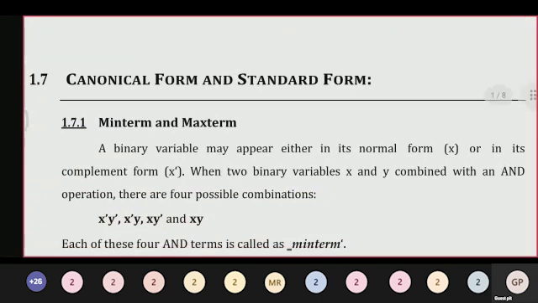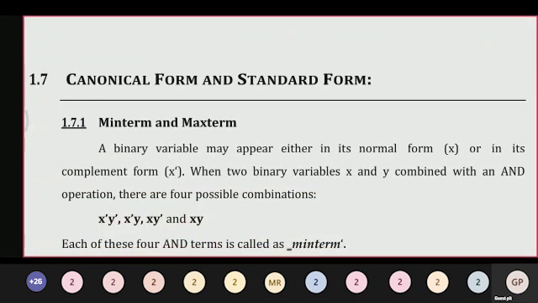In this class, we are going to discuss standard form and canonical forms, that is standard SOP and POS form. The Boolean expression may be represented in two ways. One is sum of product terms and another one is product of sum terms.